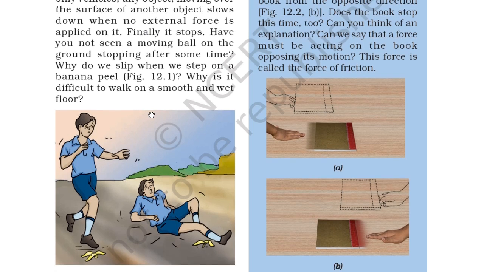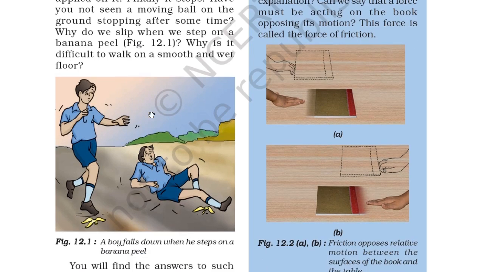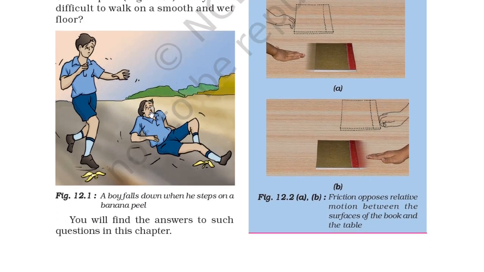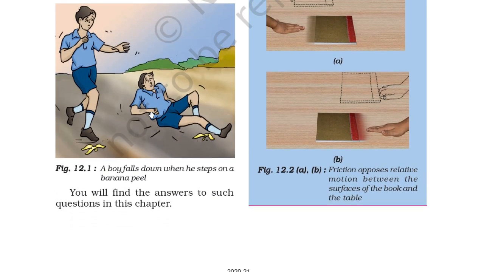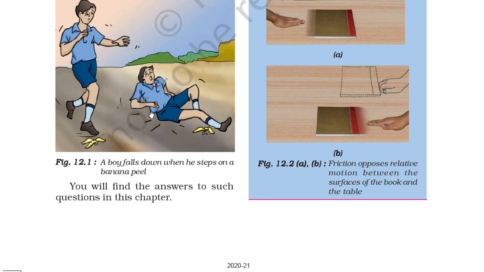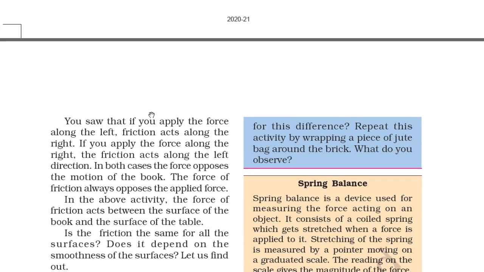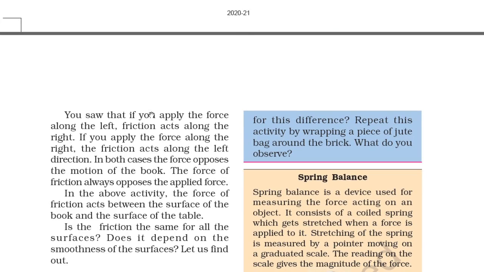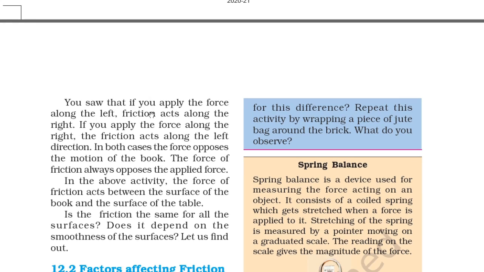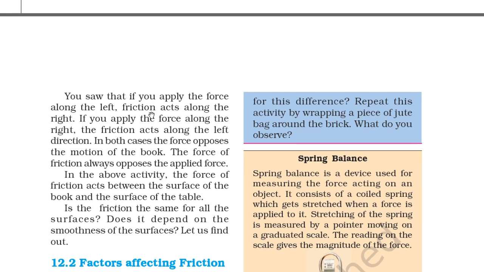Can we say that a force must be acting on the book opposing its motion? This force is called the force of friction. So you can see, this is called the force of friction. The figure shows friction opposes relative motion between the surface of the book and the table. So you saw that if we apply the force along the left, friction acts along the right. If we apply the force along the right, the friction acts along the left direction. So in both cases, the force opposes the motion of the book. The force of friction always opposes the force applied.